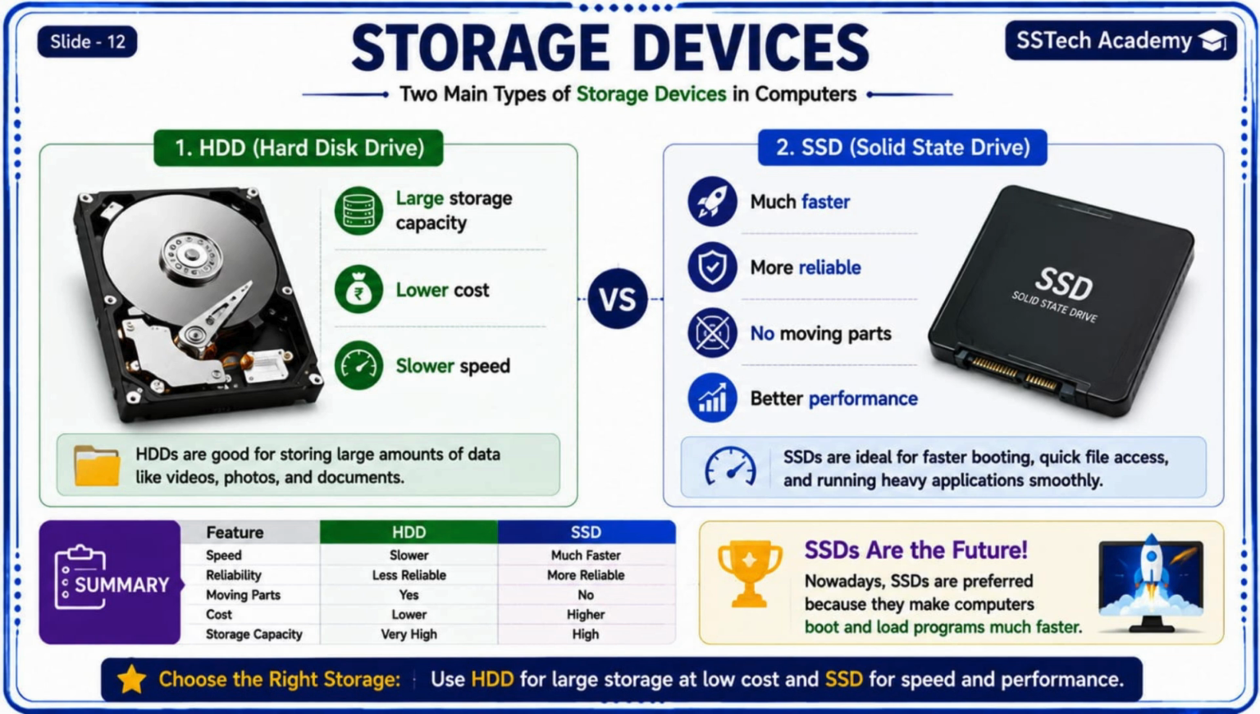Now let's learn about storage devices. There are two common types of storage devices, HDD and SSD. HDD stands for hard disk drive. It provides large storage capacity at a lower cost, but it is slower because it has moving parts. SSD stands for solid state drive. It is much faster, more reliable, and has no moving parts. SSDs also provide better performance. So, remember, choose HDD for large storage at a lower cost, and SSD for speed and performance.